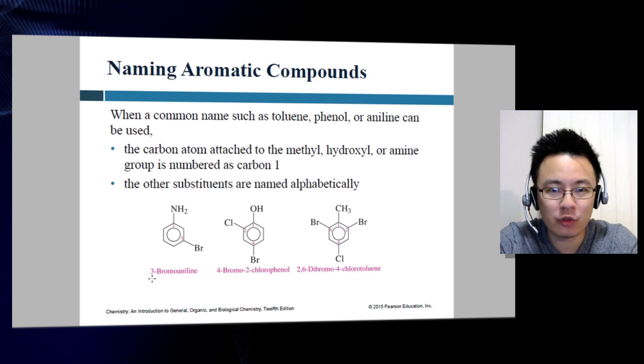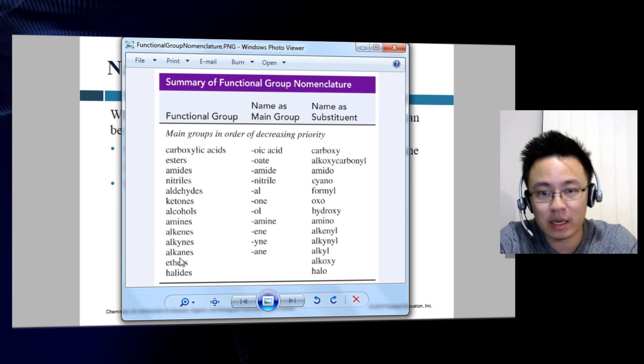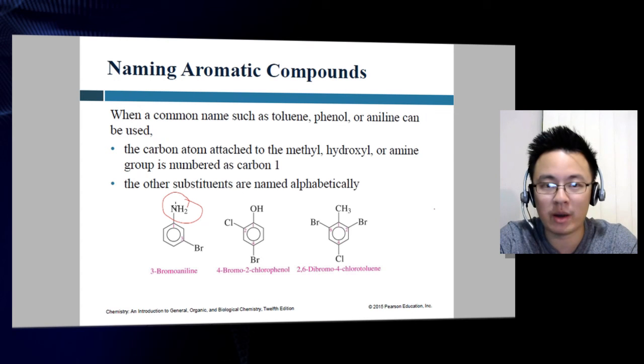All right, so you can see here 3-bromoaniline. The amine group right over here is given the 1. And the reason why, check this out: anything with amines has a higher priority compared to chlorines and alkanes, such as methyl groups. So amines have a higher priority. They will get the first number right over here. So this is 3-bromoaniline.